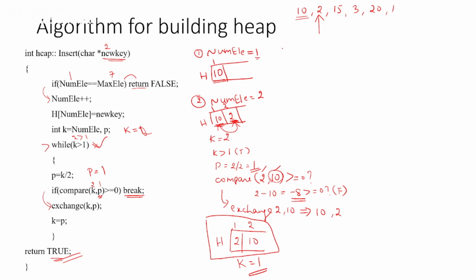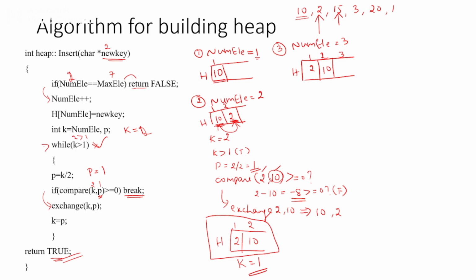Okay. Now again let us go for the third element, that is 15. Now we are going to pass 15. So what will happen? New key is 15. So num element is equal to maximum element. Num element now it has become 2. So whether it is equal to 7? No. So it will increment the value. Now your num element is equal to 3. Okay. So h of 3. Now your h was like this, 2 and 10. This is 1, 2 and 3.